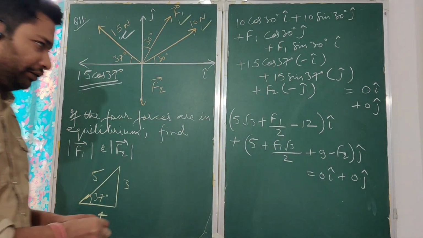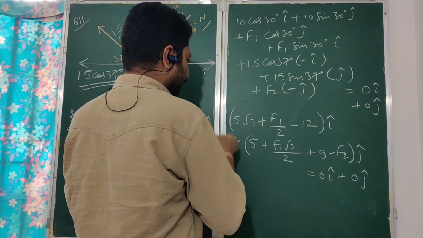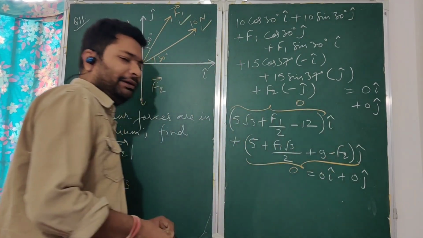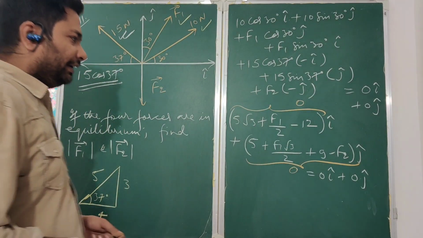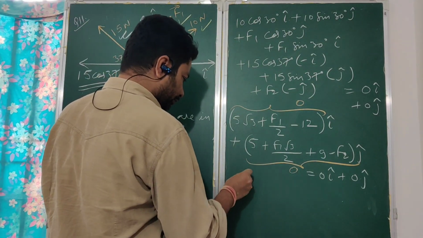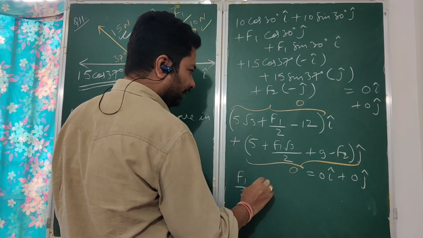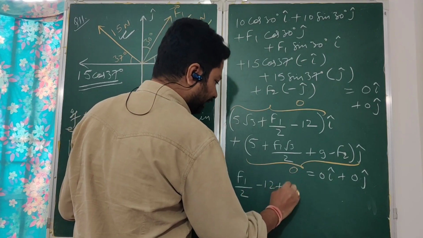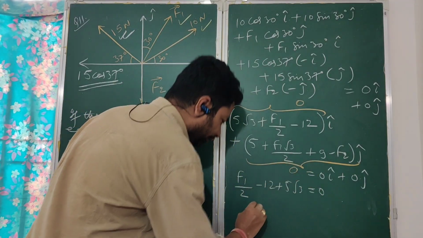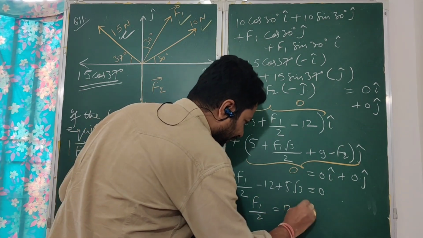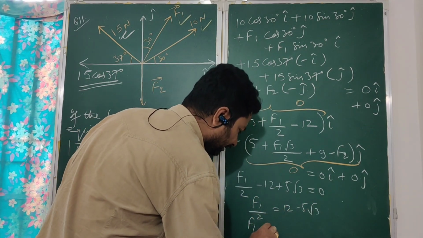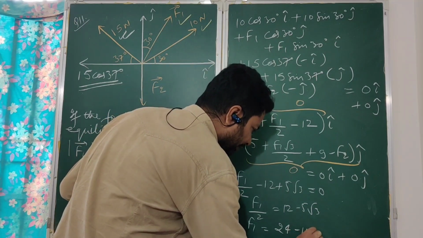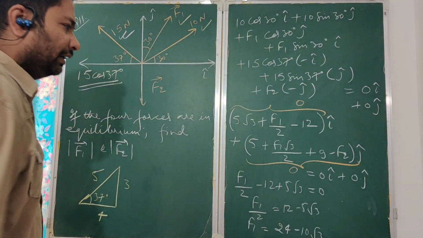If this equation has to be true, then the overall value of this term here should be 0, and this should also become 0. Then only this equation will be valid. So we can write f1 by 2, minus 12 plus 5 root 3 is equal to 0. So we can write f1 by 2 as equal to 12 minus 5 root 3. So what is f1? It is coming as 24 minus 10 root 3. Correct?